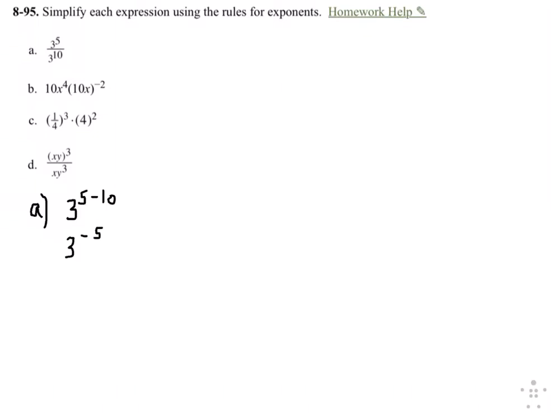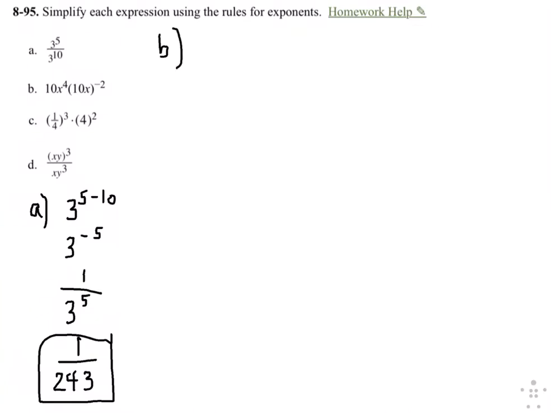Which we can't leave because that's not simplified, right? A negative exponent's not simplified, so it's 1 over 3 to the fifth. Now in exponential form we could leave this, but the question didn't say exponential form, so we really have to multiply 3 times itself 5 times. So 3, 9, 27, 81, 243. So this is really 1 over 243. Okay, so that's A.